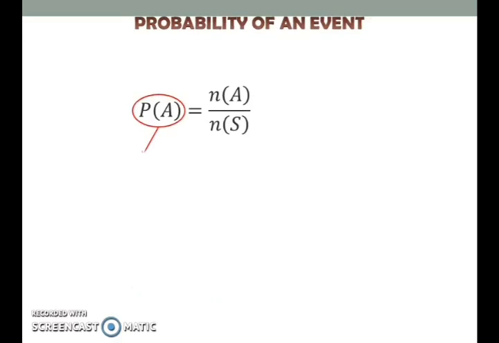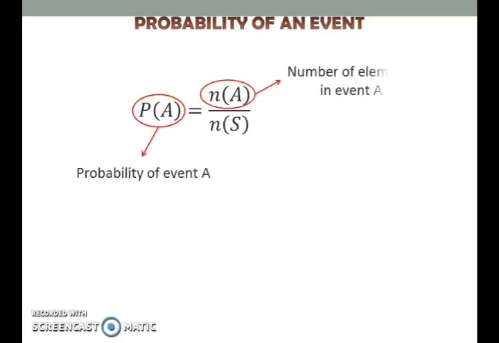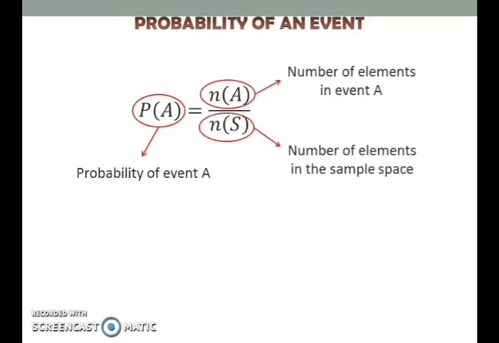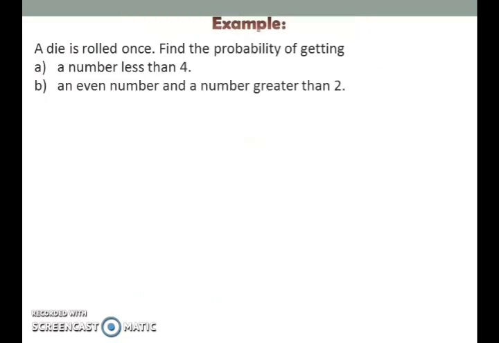Probability of an event is given by number of elements in the event divided by number of elements in the sample space. Let's look at an example. A die is rolled once. Find the probability of getting a number less than 4 and the probability of getting an even number and a number greater than 2.